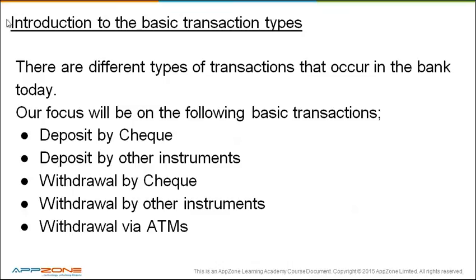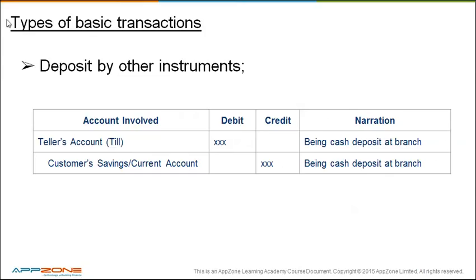Then we also have withdrawal via ATM machine. ATM machine is an automatic tellering machine. They act instead of a teller in the branch. They can also perform withdrawal function, they can perform deposit function and the like. We'll also be discussing the various transaction entries passed by the system whenever these transactions are done.